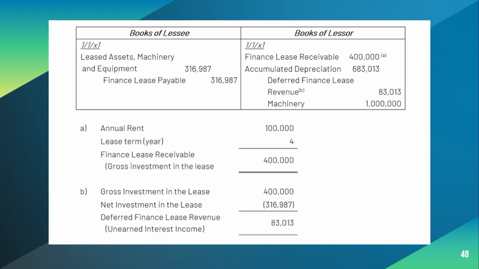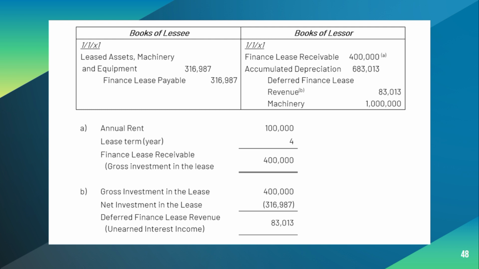To record the transaction in the books of the lessee, leased assets, machinery, and equipment will be debited, amounting to 360,987, and finance lease payable will be credited with the same amount. Leased asset is debited because the machinery leased is an asset for the lessee, and credit to payable because it is considered a liability of the lessee.